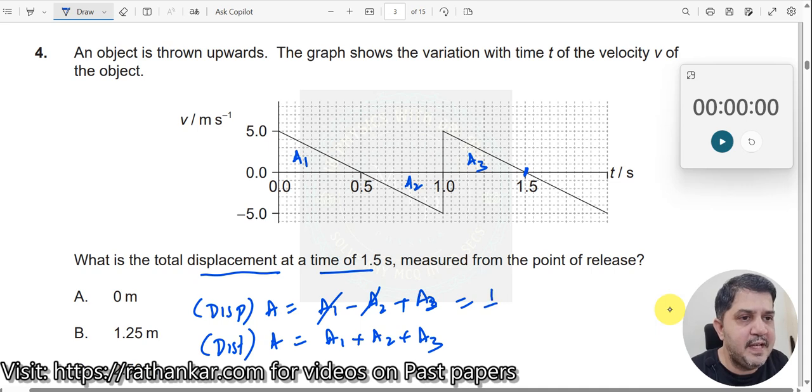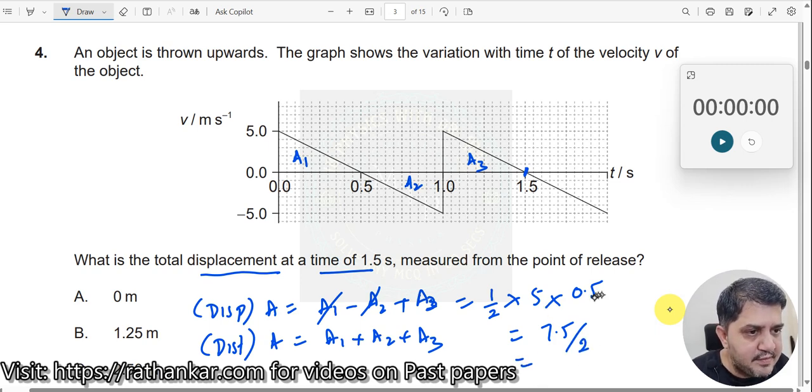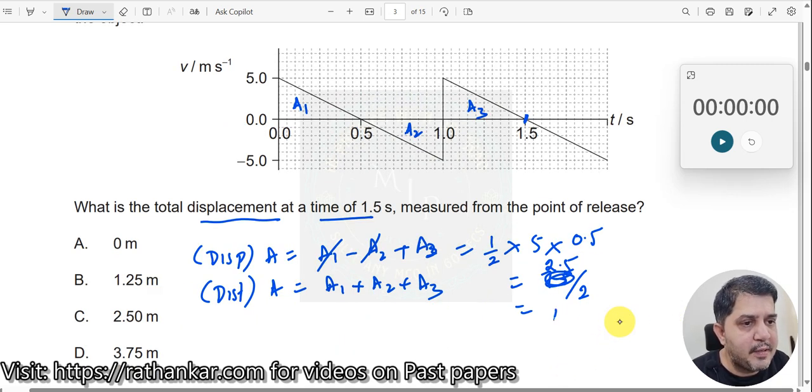What is this value? This value should be half multiplied by the altitude, 5, multiplied by this time. Time is 1 to 1.5, which is 0.5. So 5 5s are not 7.5, 5 5s are 25, sorry, 2.5. 2.5 divided by 2 is equal to 1.25 meters. Thus the answer is B.